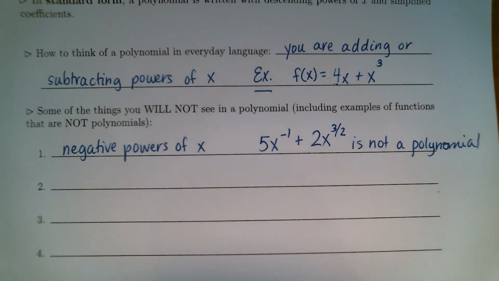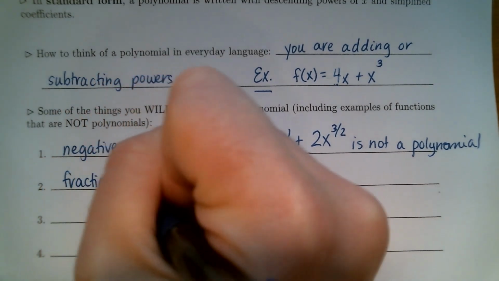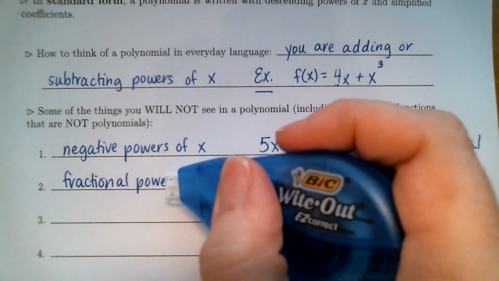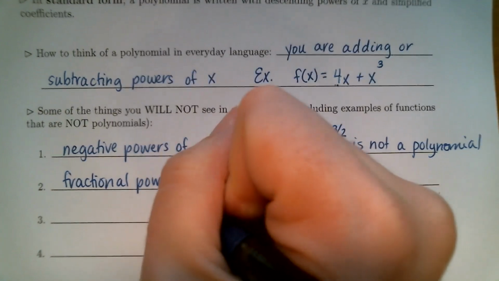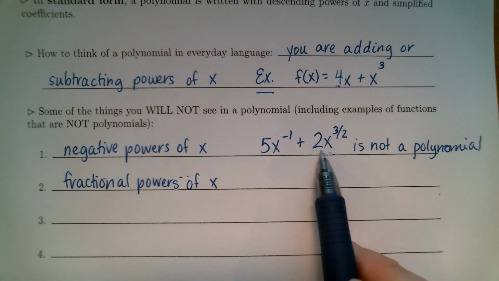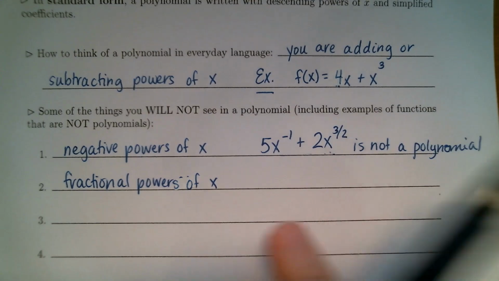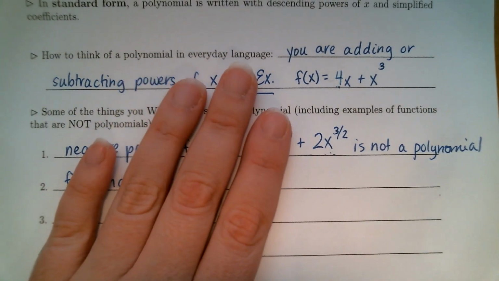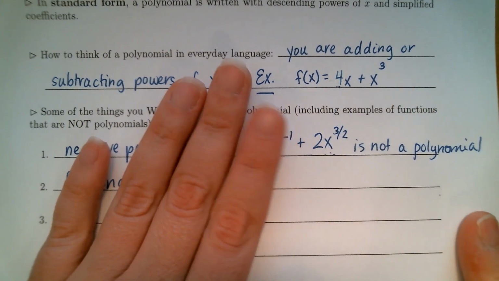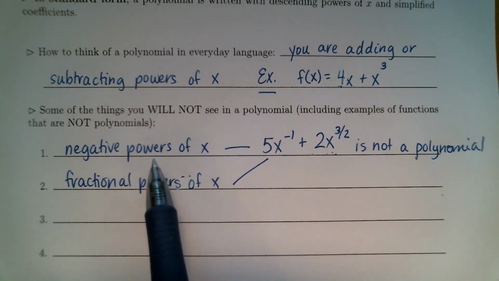Something else you won't see in a polynomial is fractional powers of x. So this expression I just wrote down, see this other piece, it has x raised to a fractional power. Besides the fact that this has a negative power, if you just had this part, this would also not be a polynomial because it has a fractional exponent. So this serves as an example for both of these no-nos.